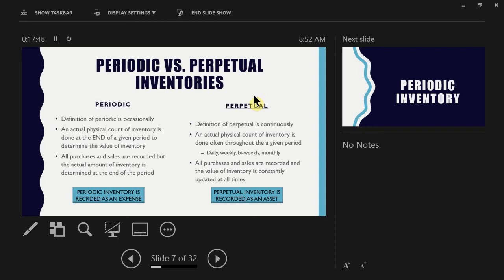Now, another question that some people have asked me before is, which one is commonly used? They both are commonly used, and it depends on what kind of company or business or what kind of items you sell. For example, perpetual inventory: if you sell grocery items, perishable goods, of course you want to count how many items you have, because at the end of the day, you're going to have to get rid of them as soon as they go bad.